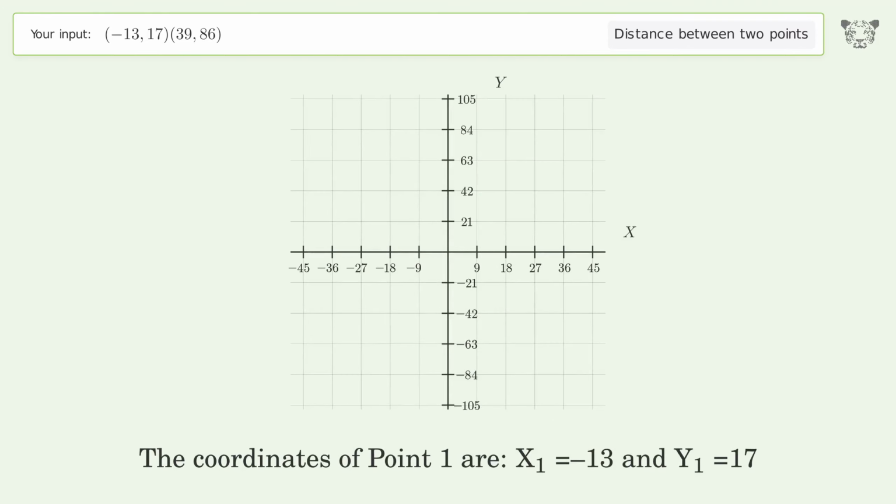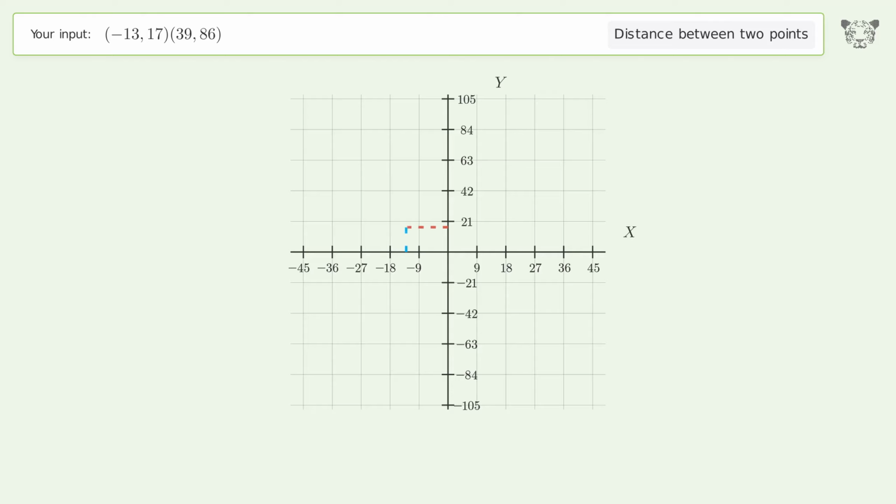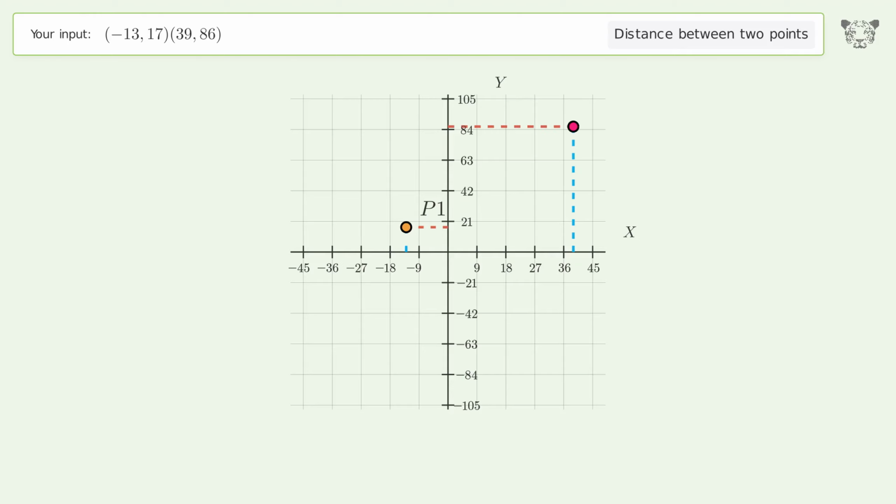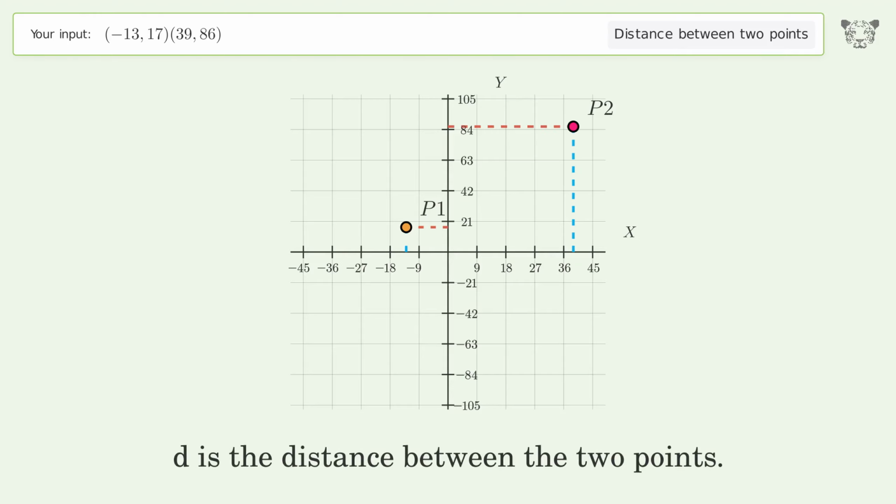The coordinates of point 1 are, x1 equals -13 and y1 equals 17. The coordinates of point 2 are, x2 equals 39 and y2 equals 86. D is the distance between the 2 points.